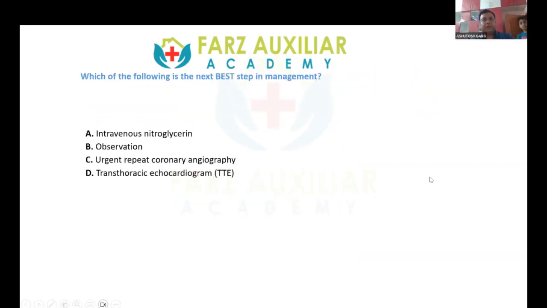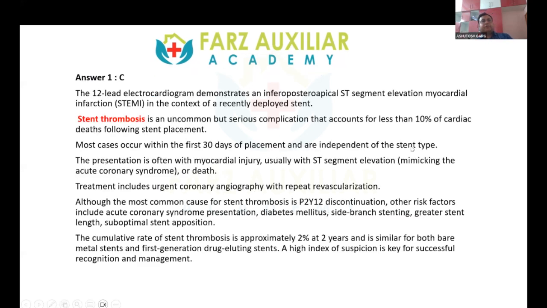So, which of the following is the next best step in the management? Intravenous nitroglycerin, observation, present repeat coronary angiography, transthoracic echocardiogram. What is your answer? Somebody is saying C, somebody is saying A. So answer is C. Basically, it's a case of stent thrombosis.